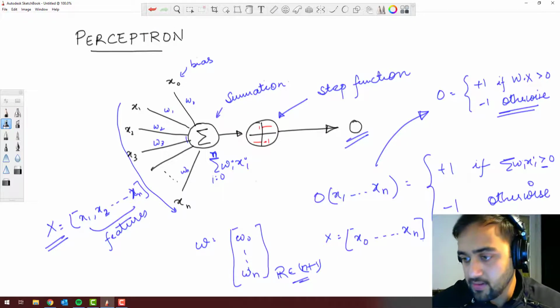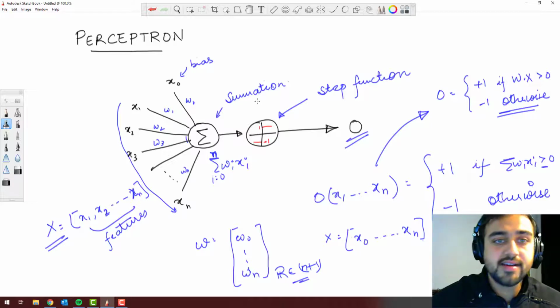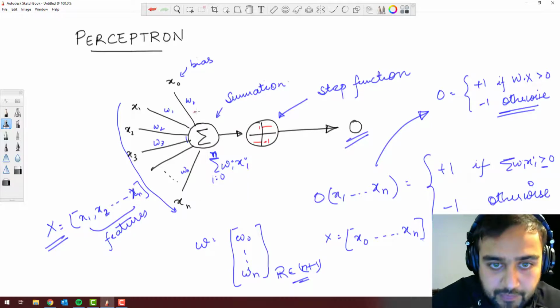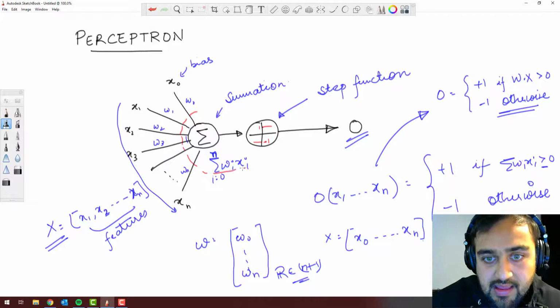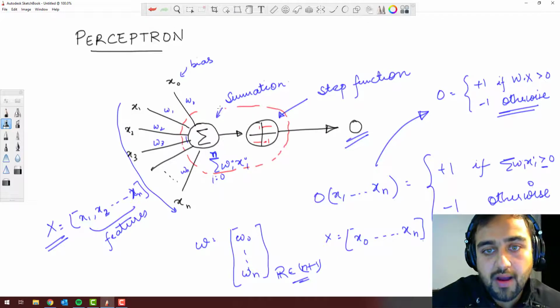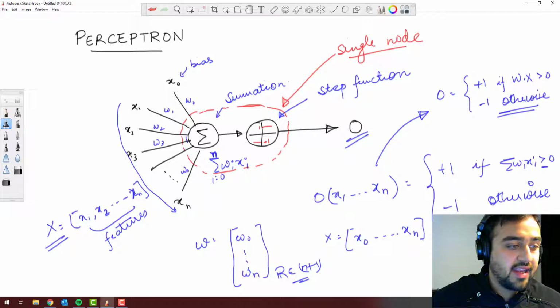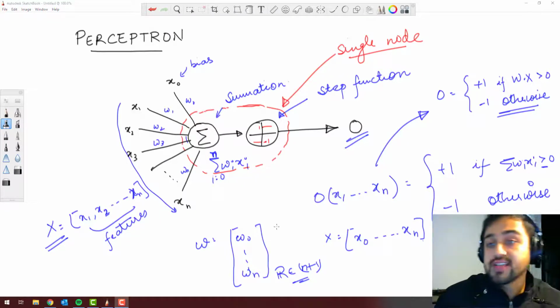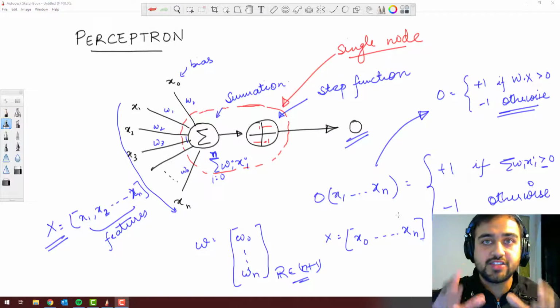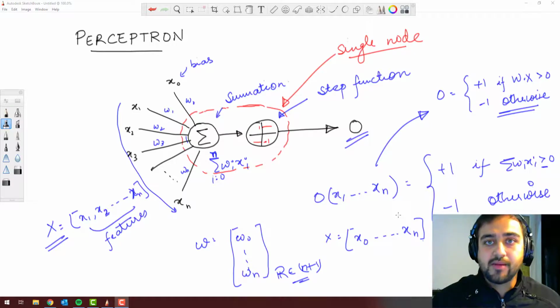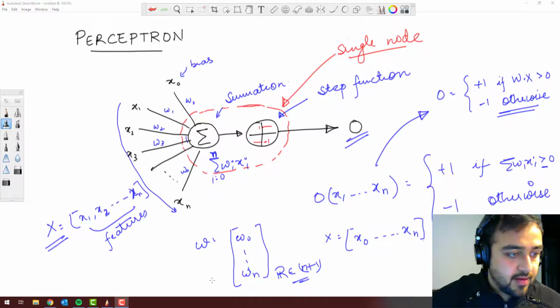Now the thing to notice is, when we are considering this perceptron unit, this whole thing, the one marked in red, makes up our single node, right? Multi-layered perceptrons are basically made up of such single nodes all grouped together and connected through weights.